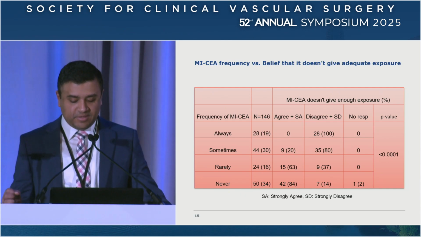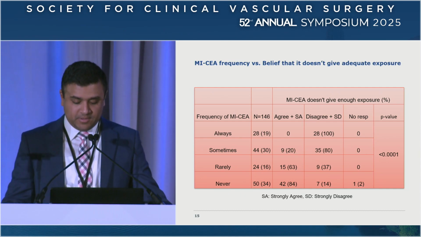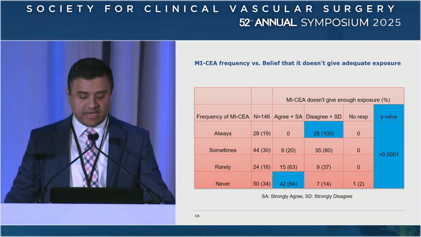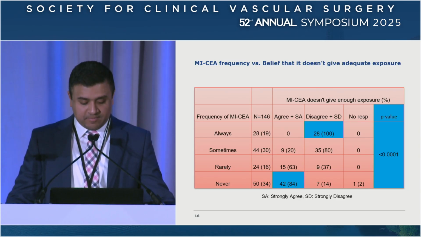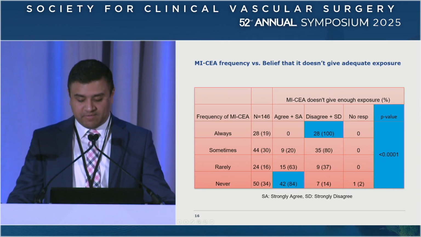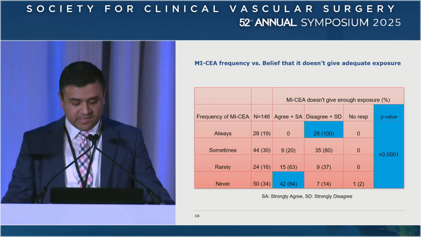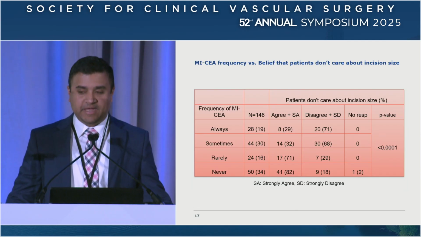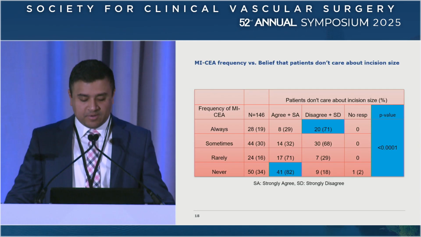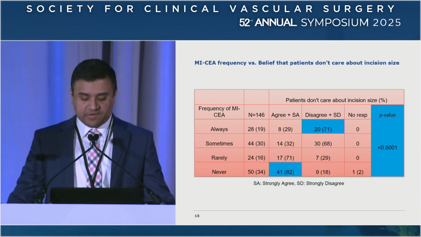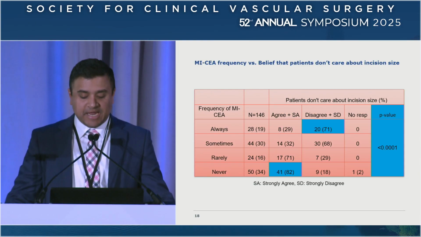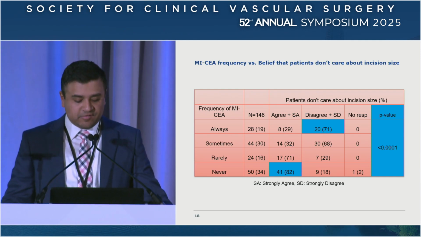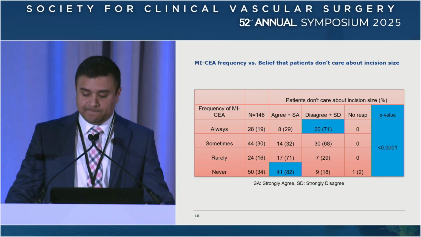When looking at frequency versus belief about whether the procedure gives adequate exposure, 100% of respondents who always perform the procedure disagreed that it does not provide adequate exposure, but 84% of them who never perform the procedure agreed that it does not provide adequate exposure, and the overall trend was statistically significant. Similarly, looking at frequency versus belief about whether patients care about incision size, 71% of respondents who always perform the procedure disagreed that patients don't care about incision size, and 82% of those who never perform the procedure agree that patients don't care about incision size. The trend was statistically significant here as well.